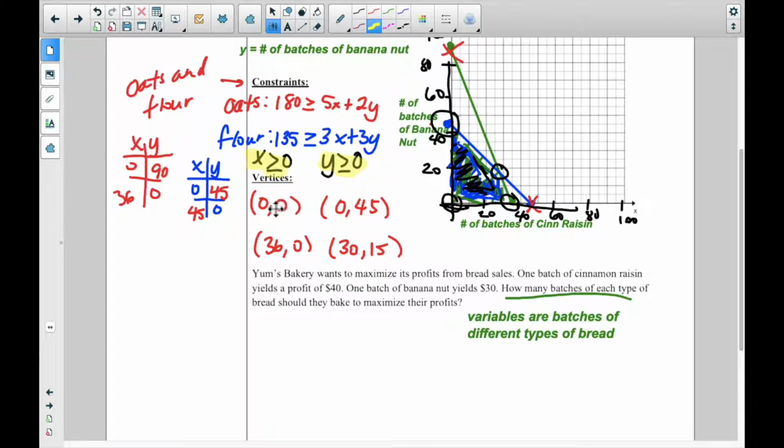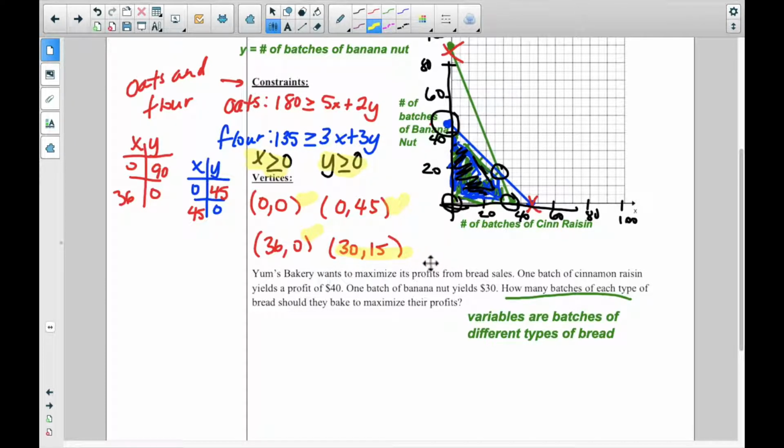Okay, the three that we could easily see: we could all see the (0, 0). We could all see the (0, 45). We could all see the (36, 0). The (30, 15) is the one that might have been harder to see, but if you had a decent line, it should have been on your graph.